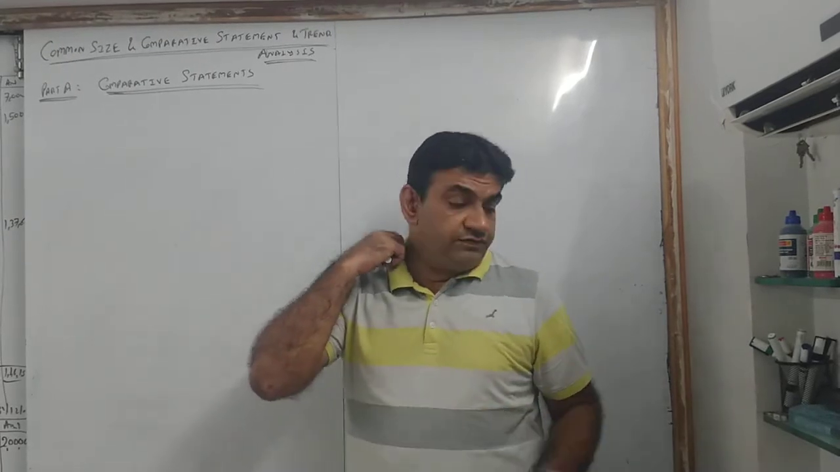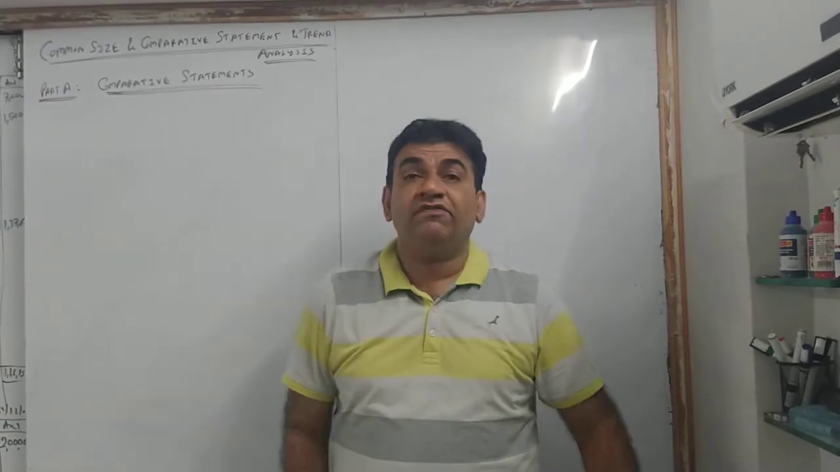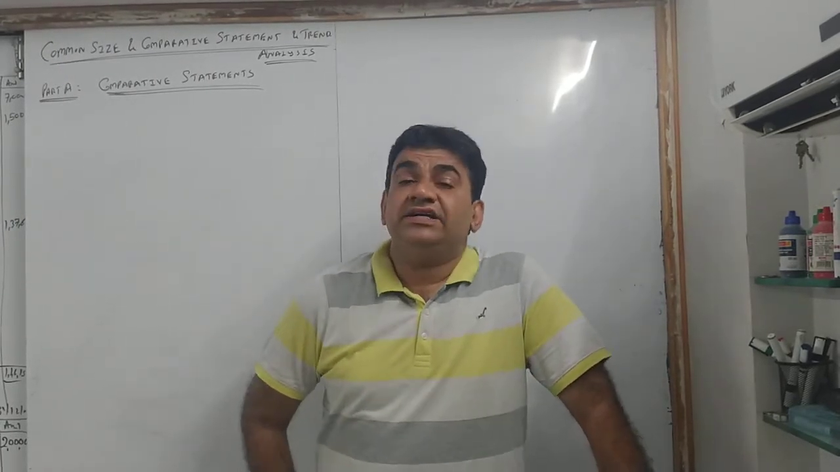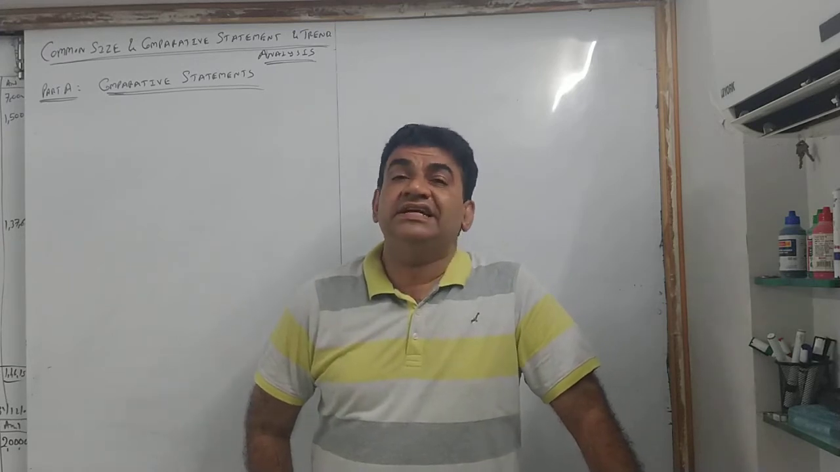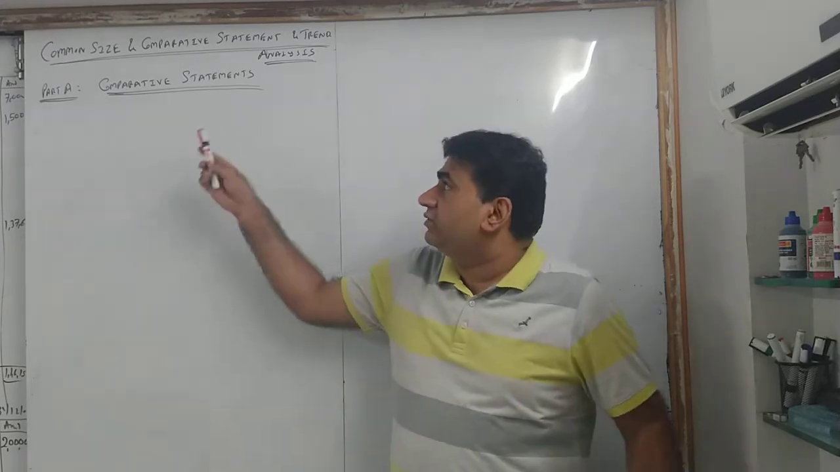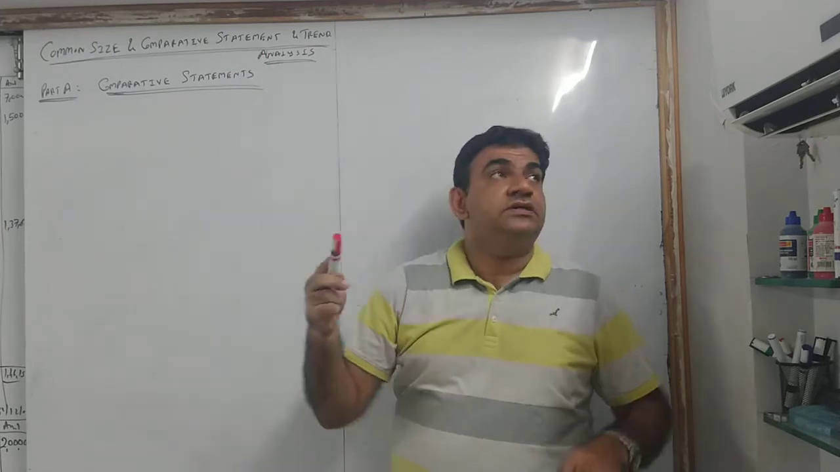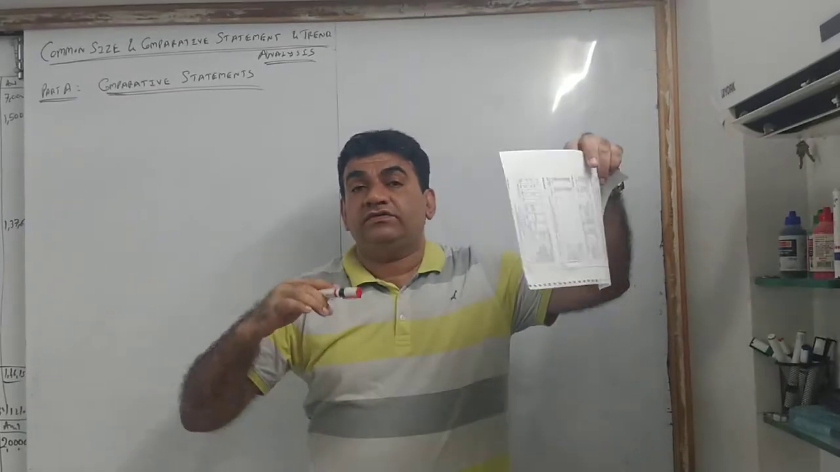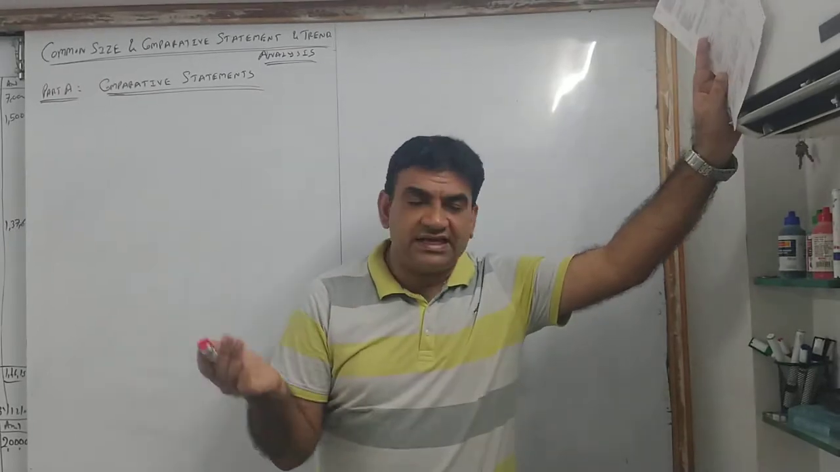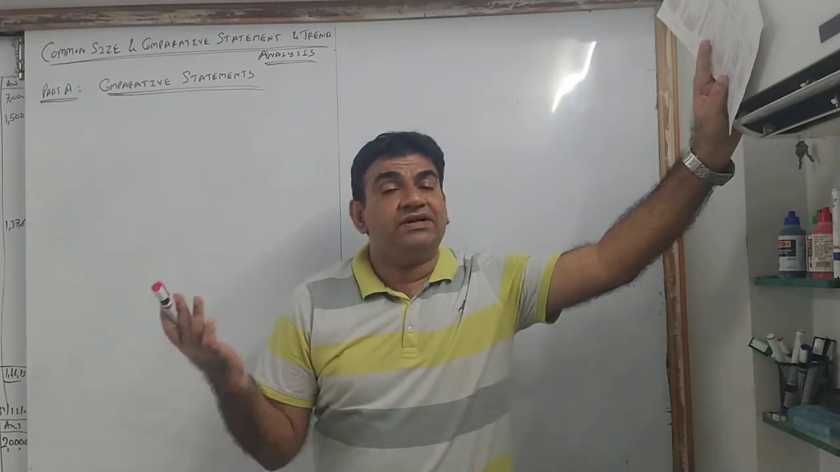We are done with the first chapter of your syllabus of management accounting. As I told you in our sheets, it is the second chapter that we are starting today: common size, comparative statement and trend analysis. Some people take it as a part of the first chapter, some take it as a second chapter. Whichever way you do, it's fine.